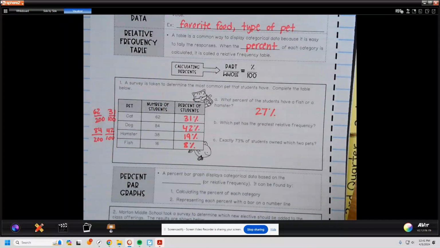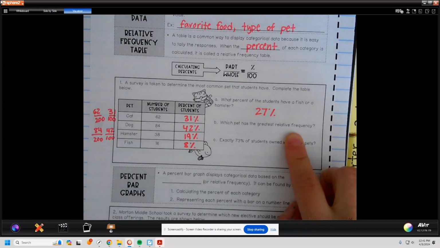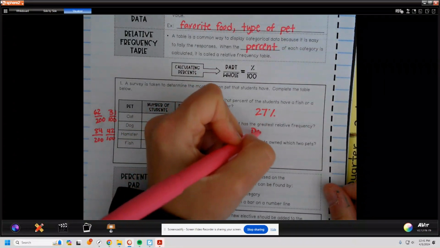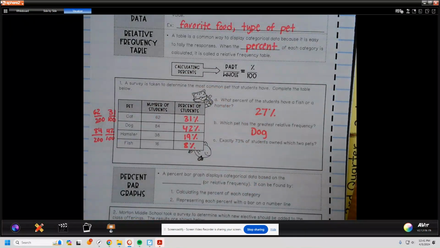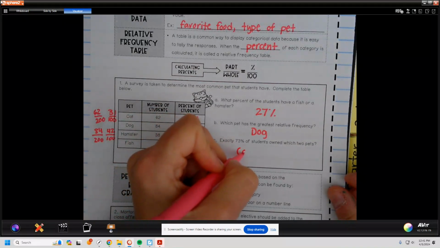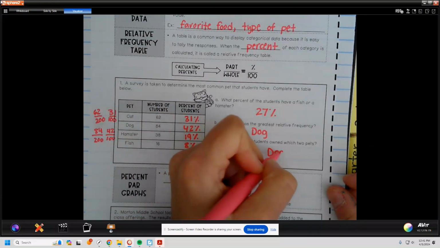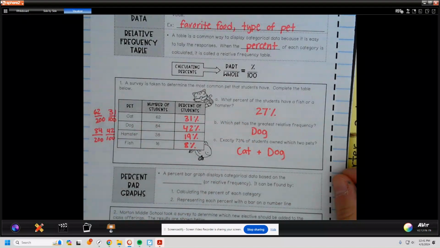Which pet has the greatest relative frequency? When it says relative frequency, that just means percent. So the greatest percent was dog. That also can be called the mode because it shows up the most. And then exactly 73% of students owned which two pets? That would be a cat and a dog. 31% plus 42%.